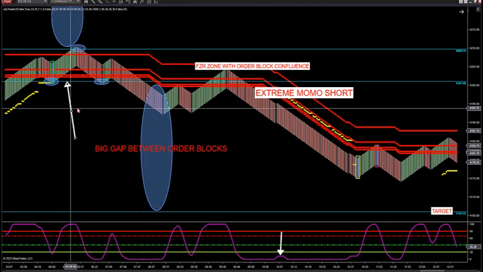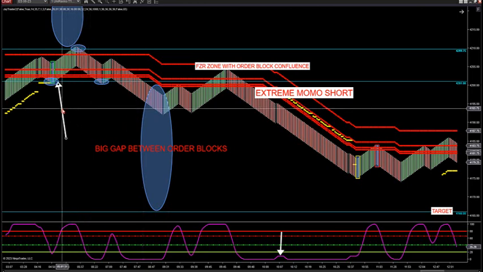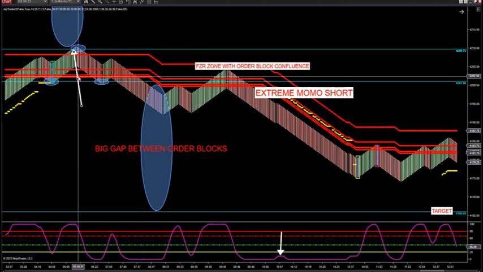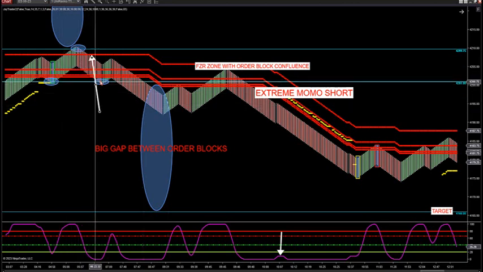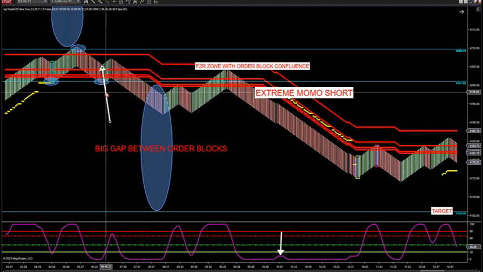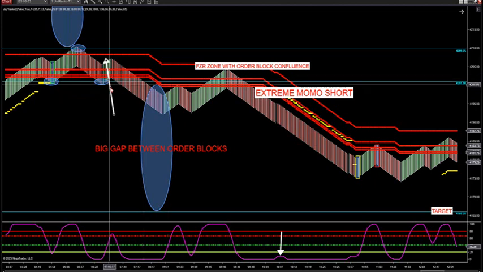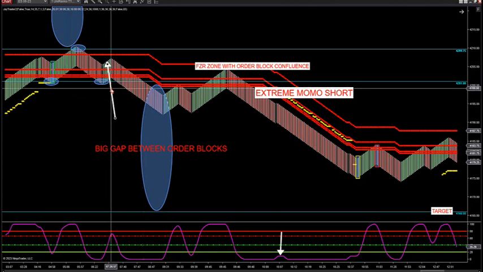Remember, supply-demand line. This is the demand. Old demand equals new supply. Old supply equals new demand. Got rejected at this order block. Got rejected at this order block. So we could tell that our zones were red. Our red zones are red, so the bias was short. All right, so we had a bias short.